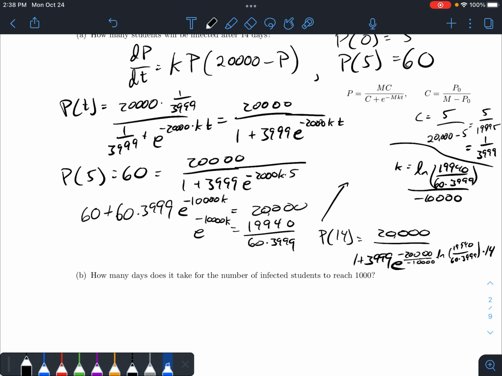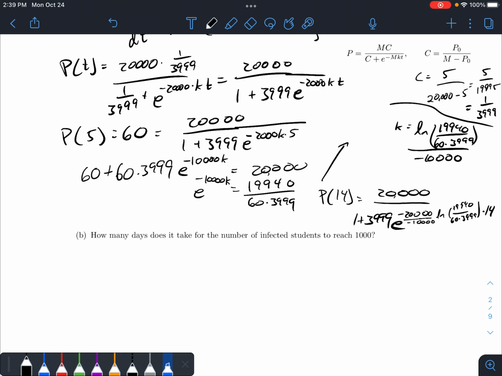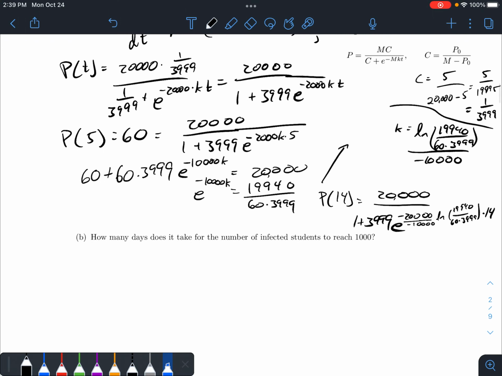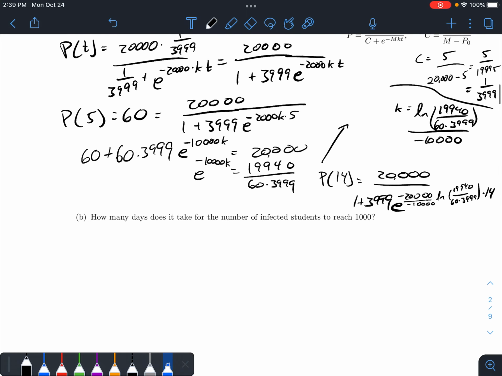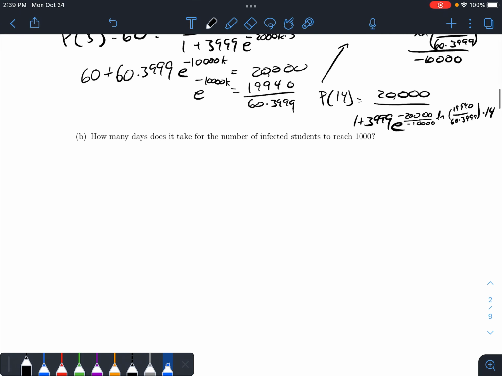All right, and then times our t value, which is 14. So this is terrible, but this is just what it is. So you could put this into a calculator and it'll estimate it for you. Maybe I'll do that later when I post these separately. Maybe I'll forget. Who knows?